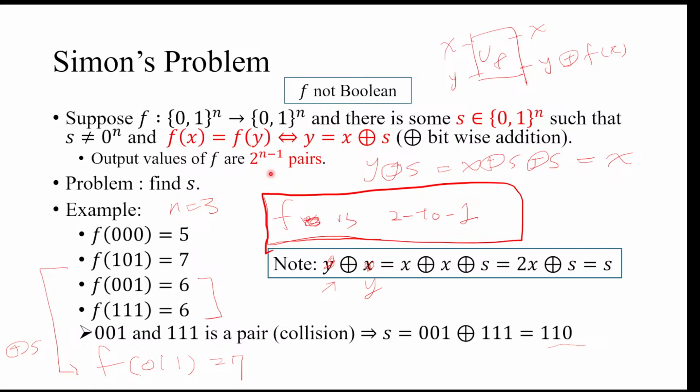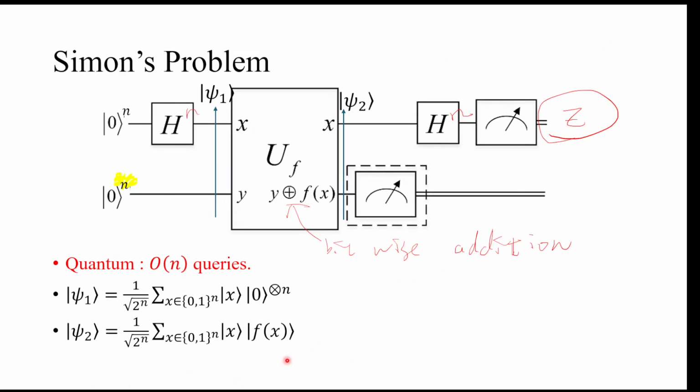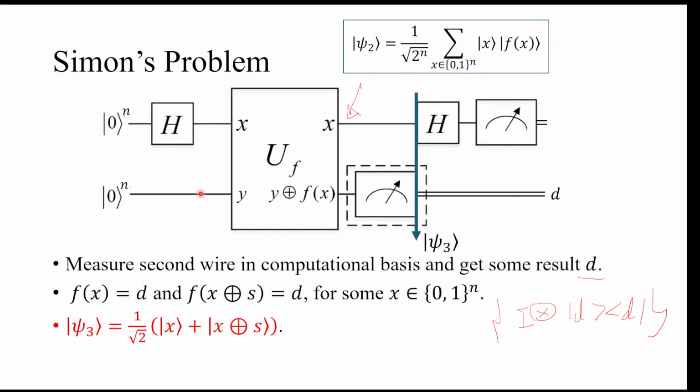Okay, so you will get one of them at random, because you have the superposition of all of them here. So you get one of the 2^(n-1) values of f(x), but the x part you didn't measure, so it is still in quantum coherence. And so what happens is you will get both possible inputs x here that correspond to your f(x).